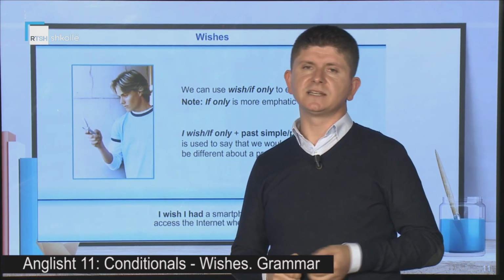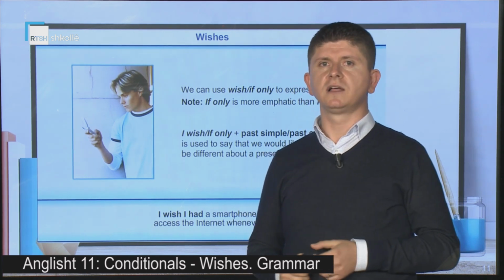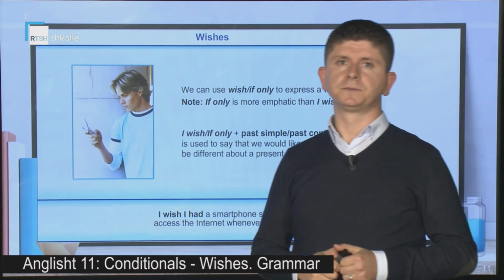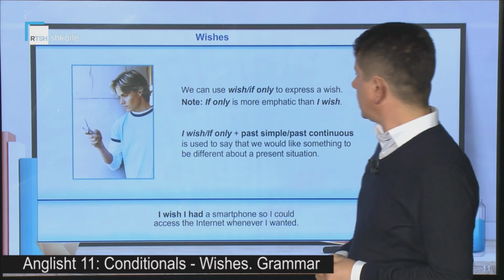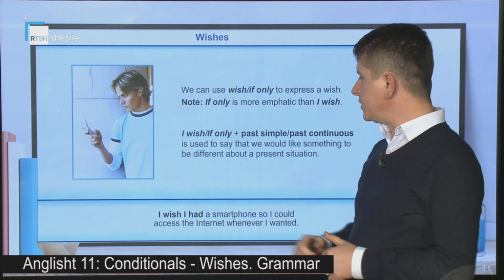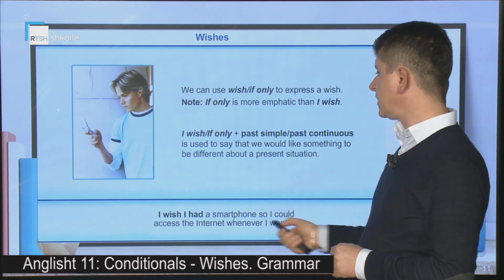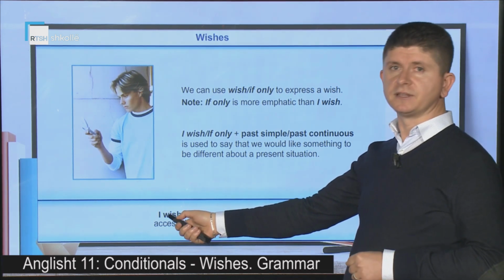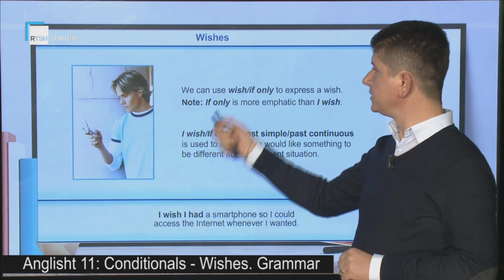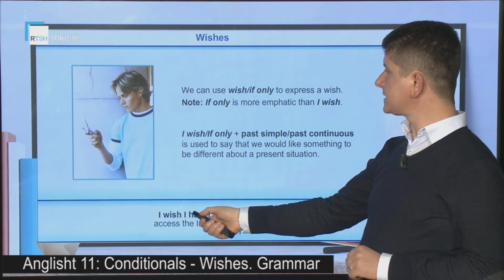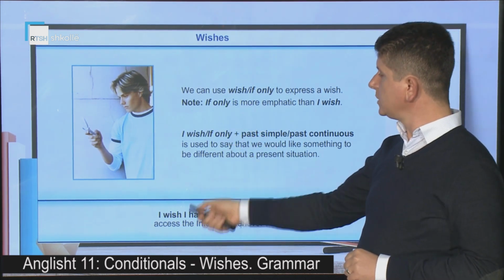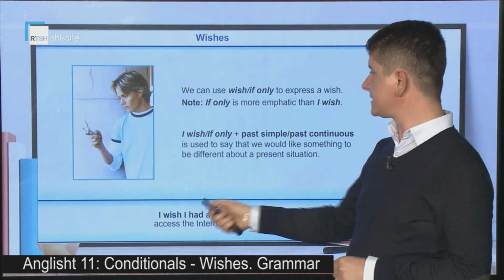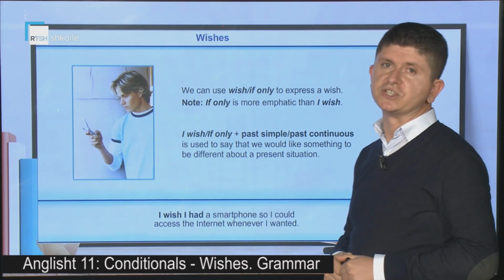It's the same as we say in Albanian: "I wish," "do të doja"; "if only," "sikur." Let's look at an example here. "I wish I had a smartphone so I could access the internet whenever I wanted." We see that here we have the phrase "I wish," which can be replaced by "if only," plus past simple. So we use "I wish" or "if only" plus past simple to express a wish.